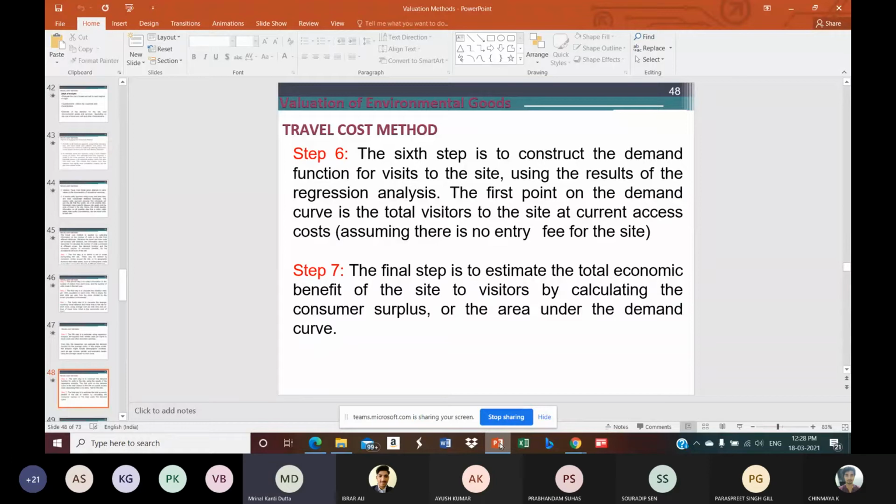So in essence, we can say that consumer surplus, in this case, will represent the total economic benefit or value for the visitors. Basically, that is the area under the demand curve up to the price point. So that consumer surplus will be estimated.